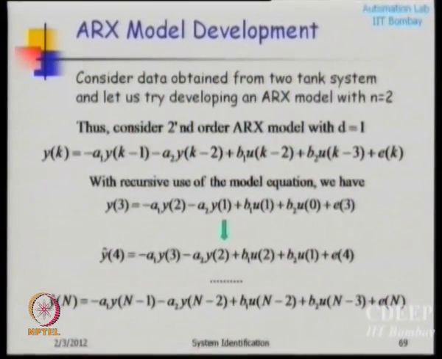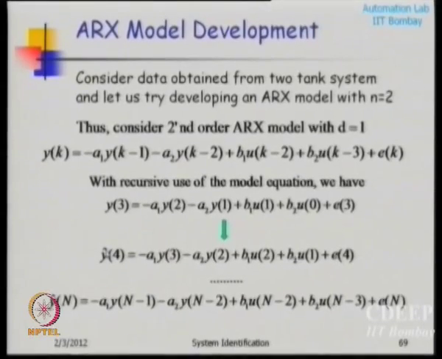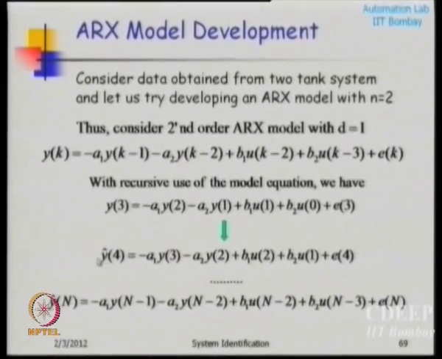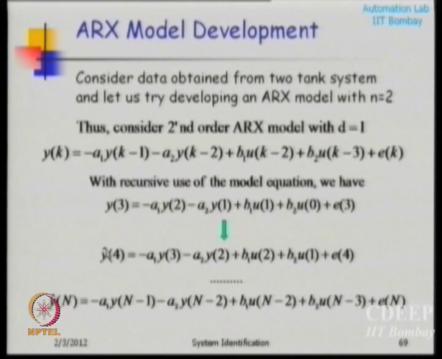Those are estimates, no? What you say is right. I think there's a typo here. The moment I put in E, this should not be y hat. This should be y4. I agree, there's a typo here. It should be y4, not y hat 4. If I remove E, it will be y hat. Thanks for catching the error.